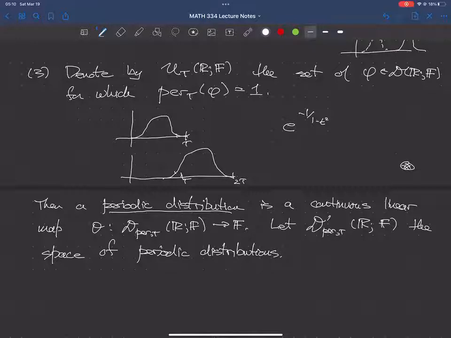So what's the connection between periodic distributions and distributions that are periodic?